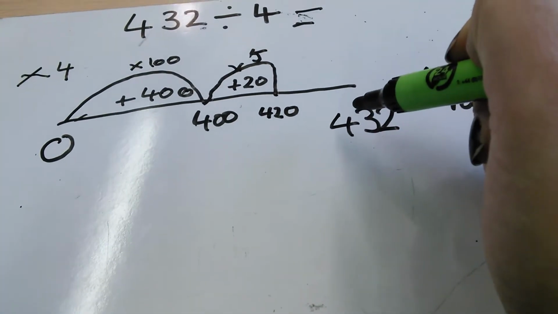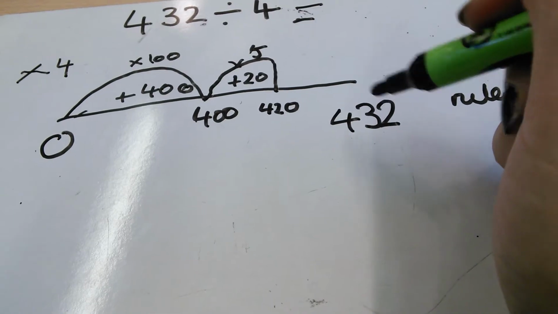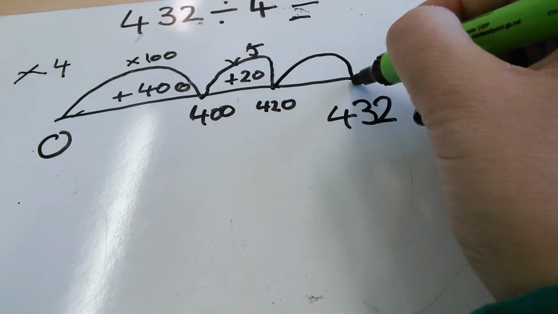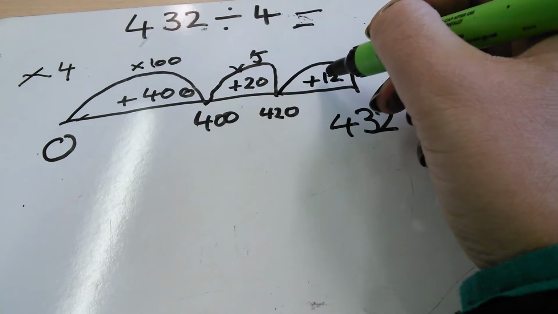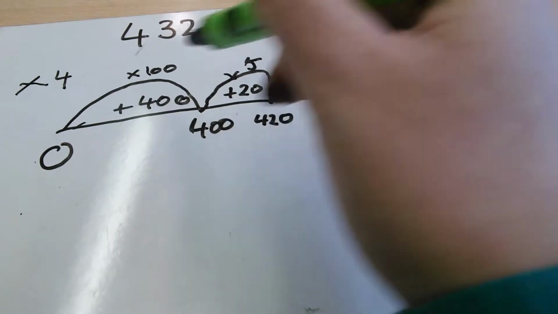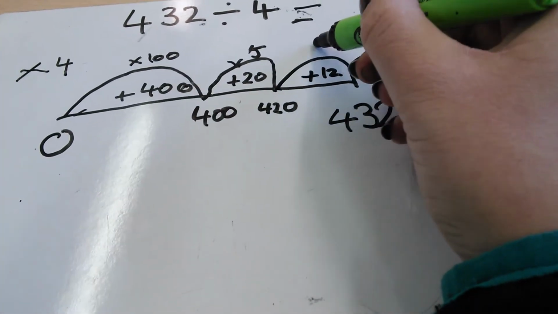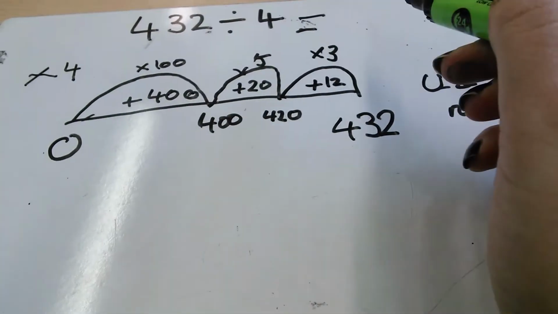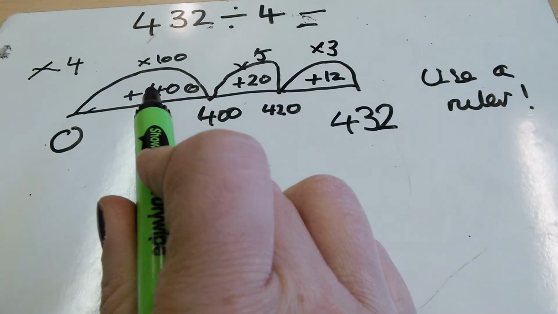I need to get to 432. If I count on, how much more is 432 than 420? It's 12. Let's do this, plus 12. 12 is in the 4 times tables. How many 4s in 12? How many lots of 4 do we need to count in 12s? Yeah, it's 3 lots of. Fantastic.